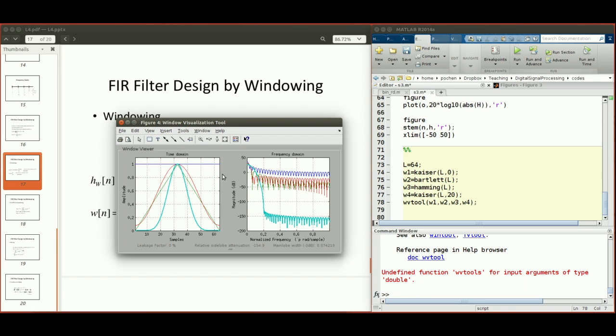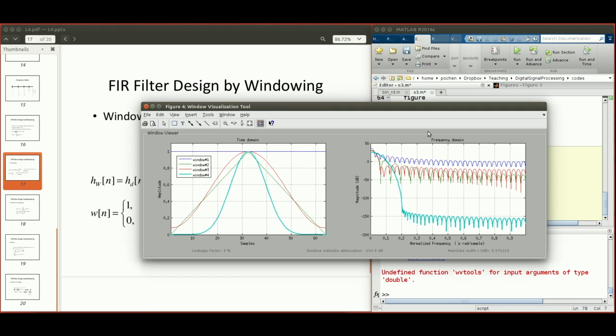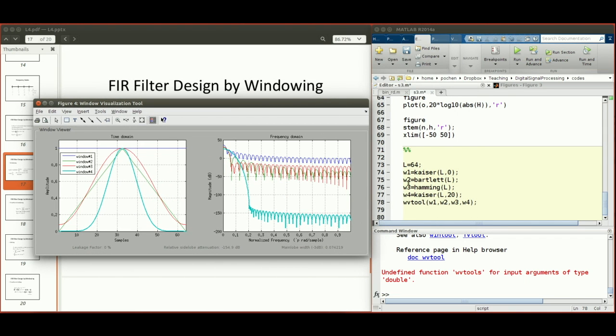If you want to see the color legend, you can click on this button. It's gonna give you the color legend. Let's just move the color legend somewhere that's less interfering. Maybe let's move it here. So window 1 is the blue line. That's Kaiser L0, so no tapering. That's a boxcar. And the amplitude spectrum of its Fourier transform looks like that. It's supposed to be some kind of sinc function, but you are looking at just the positive frequency part of it. Negative frequency is supposed to be symmetric.